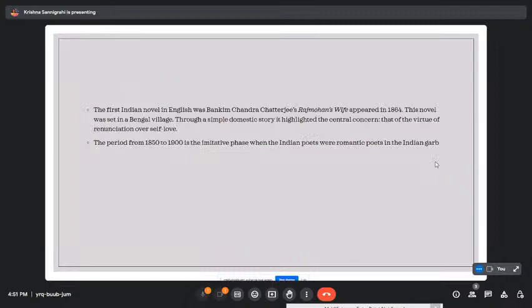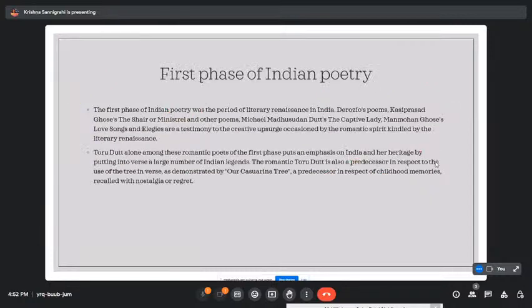The first Indian novel in English was Bankim Chandra Chatterjee's Rajmohan's Wife, which appeared in 1864. This novel was set in a village in Bengal, and through a simple domestic story, it highlighted the central concern, that of the virtue of renunciation over self-love. The period from 1850 to 1900 is the imitative phase, wherein the Indian poets and writers, romantic poets in the Indian garb, were imitating the other phases which were there.